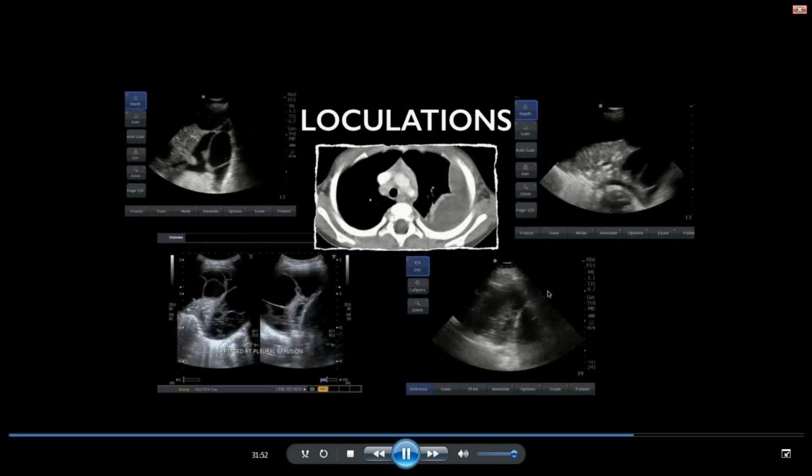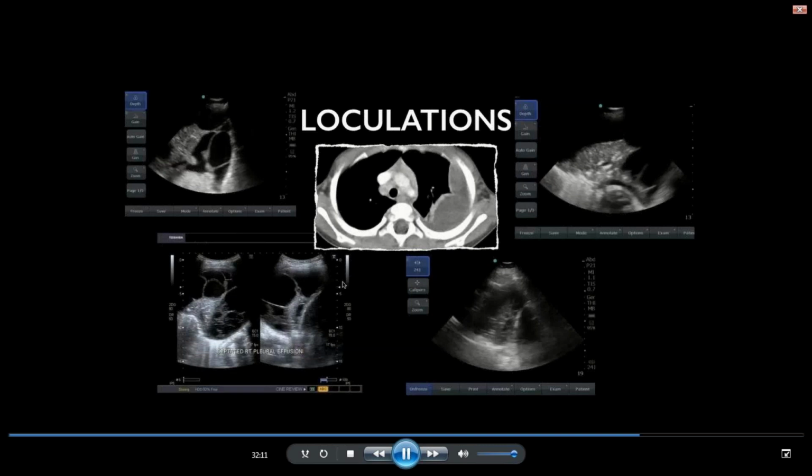Okay, so are all pleural effusions simple and anechoic looking? And the answer is no. You know that the pleural space can have accumulation of blood, of pus. So depending on what's accumulating in the pleural space, the appearance can vary.